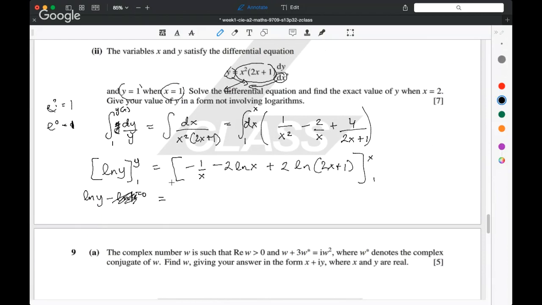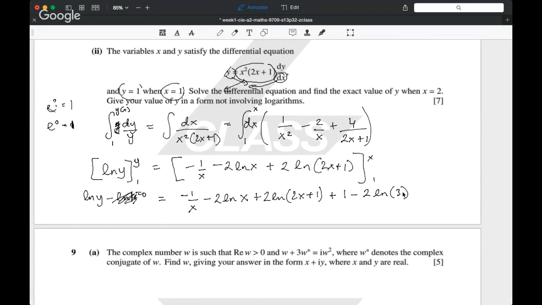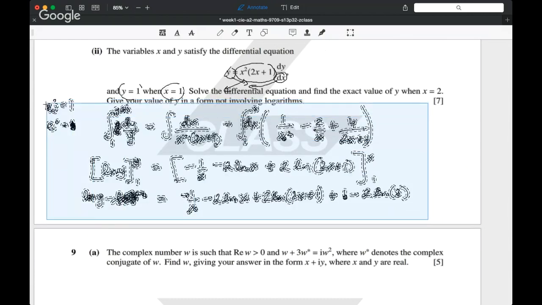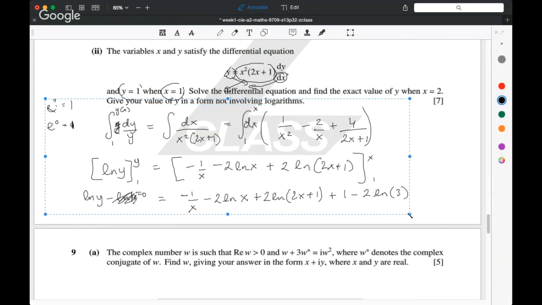We can just do that quickly. Minus 1 on x minus 2 ln x plus 2 ln 2x plus 1. And then the plus 1 minus 2 ln 1, which is 0, minus 2 ln 2 times 1 plus 1, ln 3. So this is the general form. And now, there's not much space, so I'm going to make this a bit smaller.